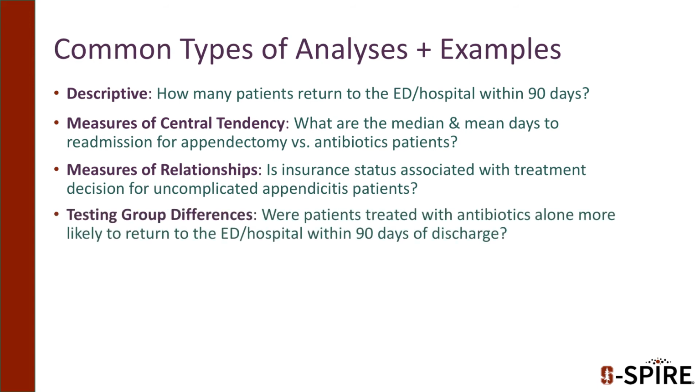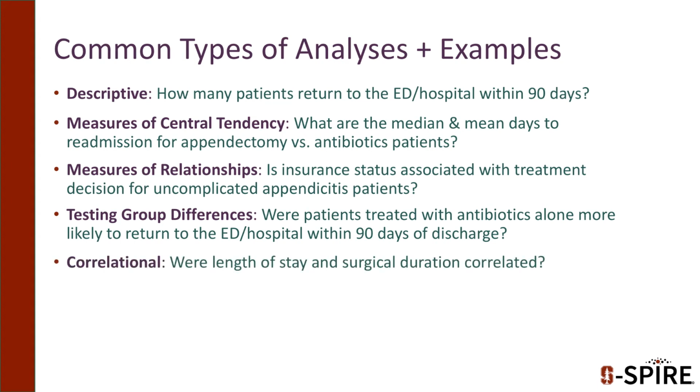To test for group differences, which is the main hypothesis of the study we proposed, we are going to evaluate whether patients treated with antibiotics are more likely to return to the hospital within 90 days of discharge. Correlation analysis of two continuous variables might include assessing whether length of stay and surgical duration, op time, were correlated in patients who underwent appendectomy.